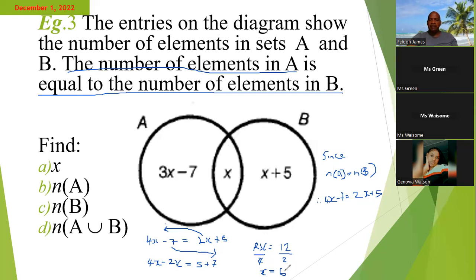Now that we have a value for x, we know that x is equal to 6. How would we now find the number of elements in A? What would be the number of elements in A? Anybody want to try that? Go ahead and try to solve that. We know that the number of elements in A is given by the expression 4x minus 7.